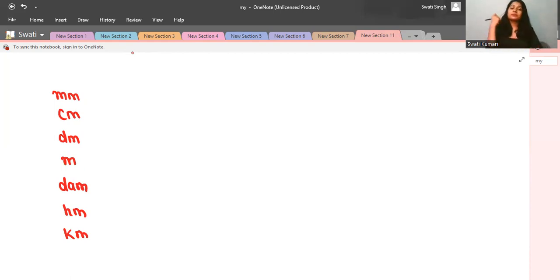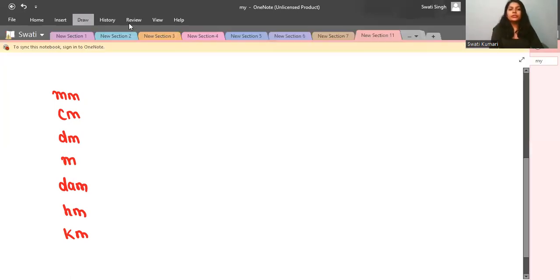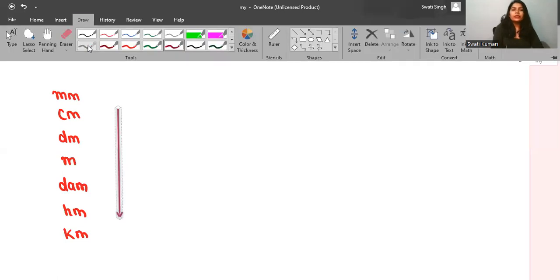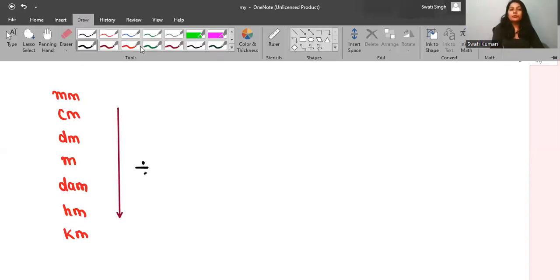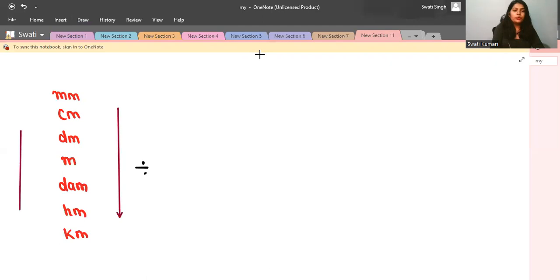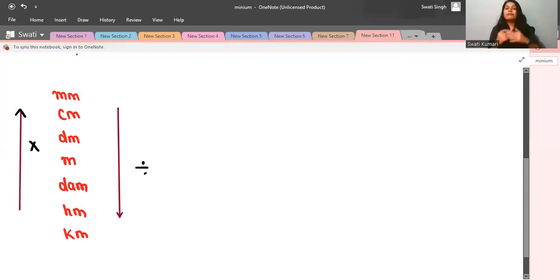Now there is a rule, and that rule I'm going to write down here. The rule is, if you go down, you have to divide. But if you go up, then you have to multiply. A very simple rule. If you are going up, you have to multiply. If you are coming down, you have to divide.